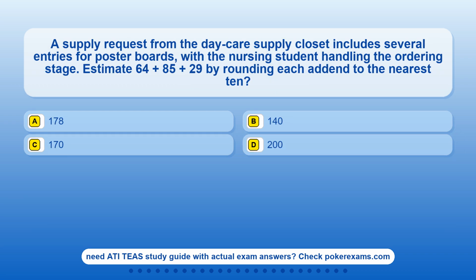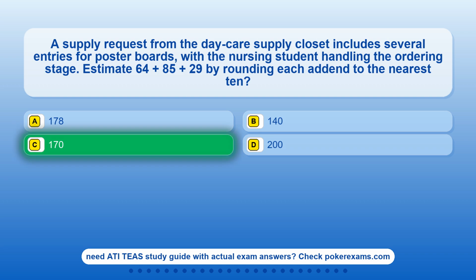A supply request from the day-care supply closet includes several entries for poster boards, with the nursing student handling the ordering stage. Estimate 64 plus 85 plus 29 by rounding each addend to the nearest 10. Option A, 178. Option B, 140. Option C, 170. Option D, 200. The correct answer is option C, 170.